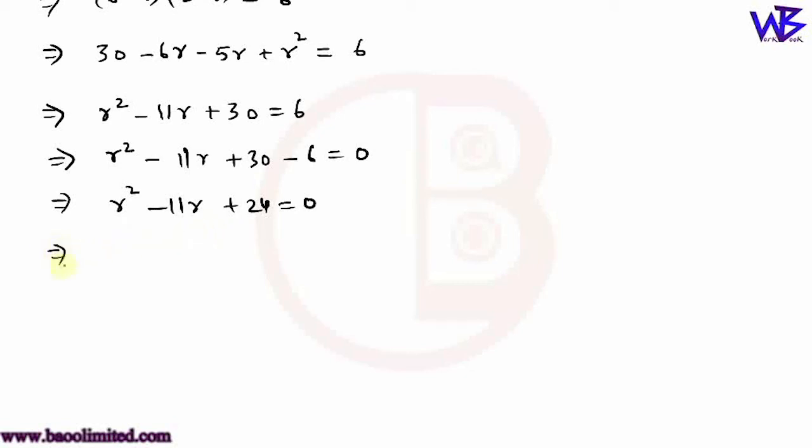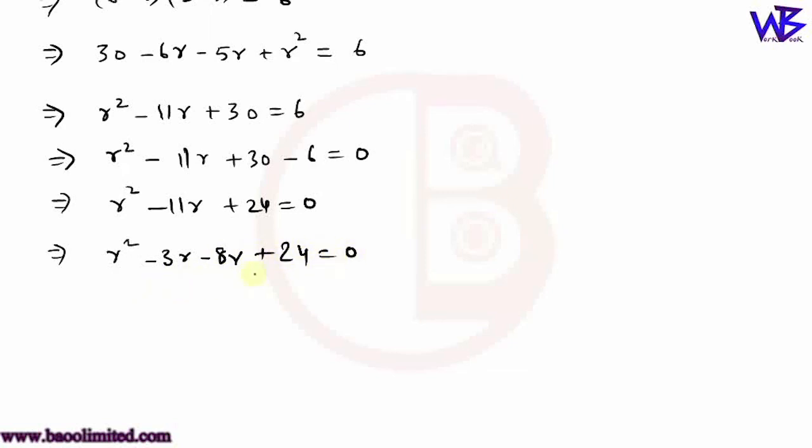We know how to solve a quadratic equation. We split the middle term in such a way that the two split terms, if we add them, we get this term, and if we multiply them, we get this term. So by observation, minus 11r can be written as minus 3r and minus 8r, and minus 3 into minus 8 is plus 24.